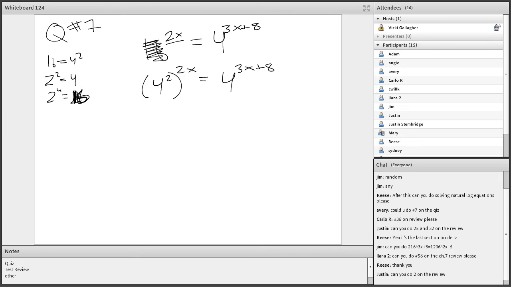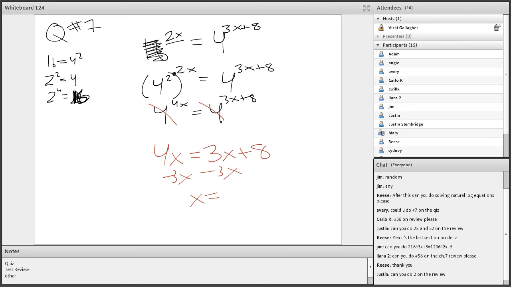It really doesn't matter. You'll get the same answer either way. On the left-hand side, I am going to multiply those together. So it's 4 to the 4x equals 4 to the 3x plus 8. At this point, since I do have a common base, I have that big number 4 written twice. I can cancel those out, and I can just set the exponents equal to each other. And then we would get x equals 8 for our final answer on that one.